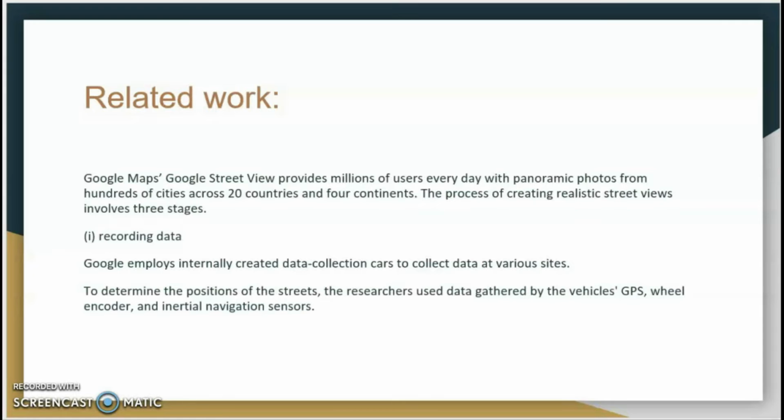Related to the first step, recording the data, Google employs internally created data collection cars to collect data at various sites. Their processing idea is to determine the positions of the streets using the vehicle's GPS and a few other sensors, a navigation sensor, and even the wheel encoder.